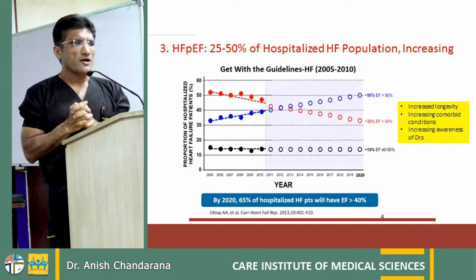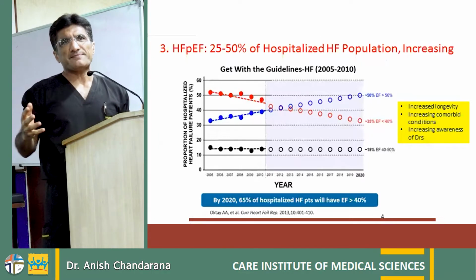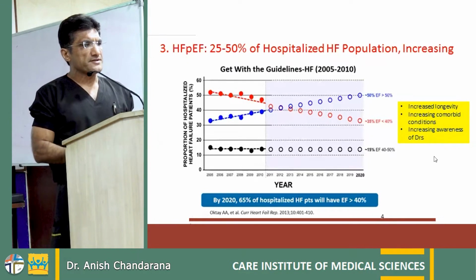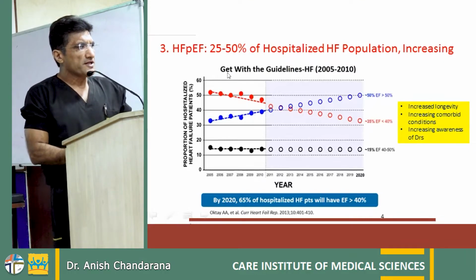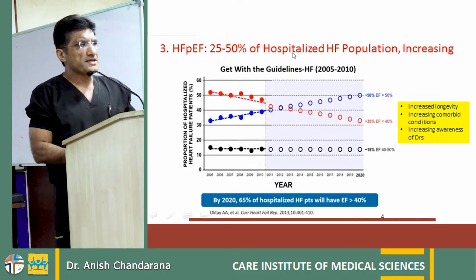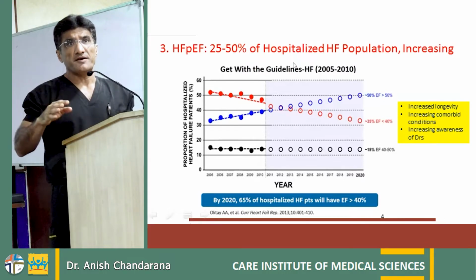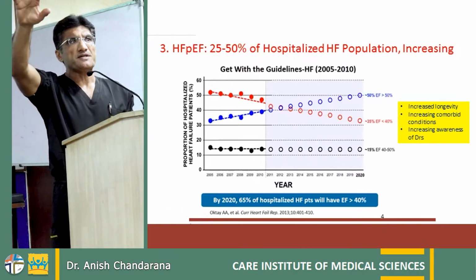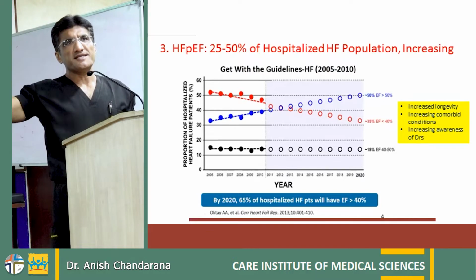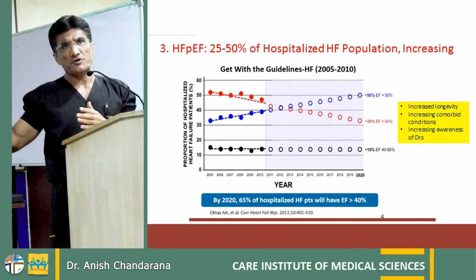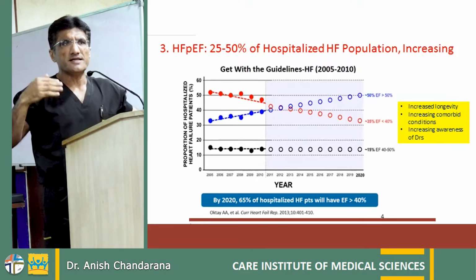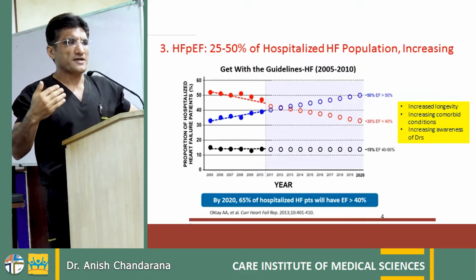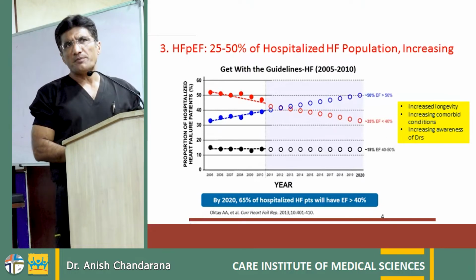Number 3, we generally believe that there are very few patients of HFpEF. But if you look at international data, in the Western world, especially America and Europe, they are getting almost 50% of patients hospitalized with heart failure as HFpEF. So if you have 10 patients admitted with heart failure in CIMS, they say that 5 would be HFpEF and 5 would be HFrEF. It is not that strong statistics here, but in India also we are now getting more patients of HFpEF. Why are we getting more patients of HFpEF? Number 1 is increased longevity.